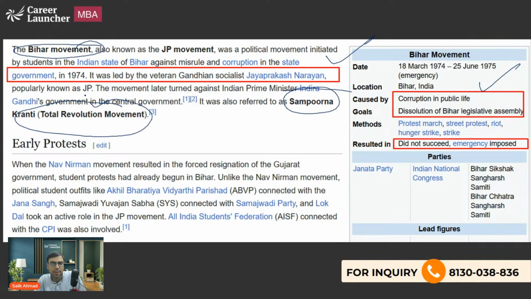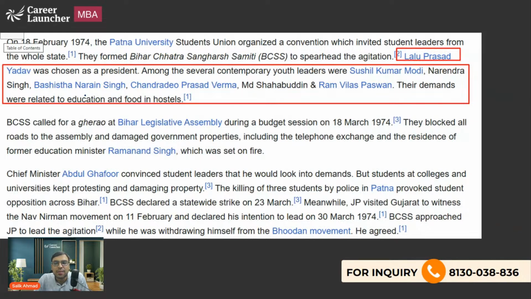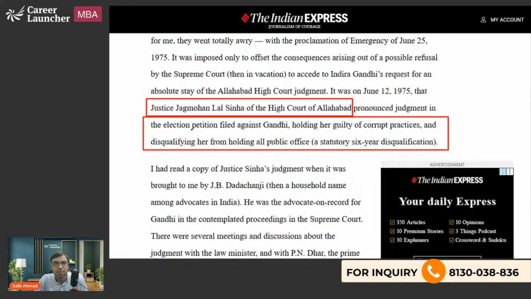So Srimati Indira Gandhi ji was facing a lot of opposition. Okay. And yes, I hope you are aware. Mr. Lalu Prasad Yadav, Mr. Sushil Kumar Modi, Mr. Ramvilas Paswan, and other politicians were also part of that JP movement. It is a very famous movement.